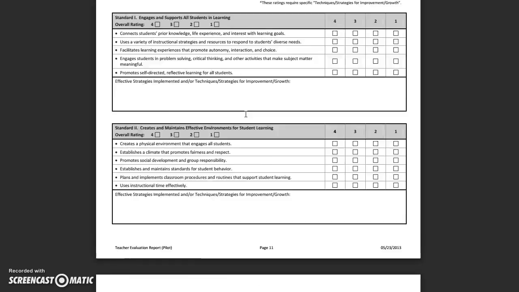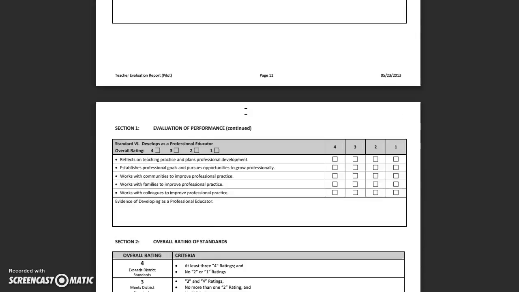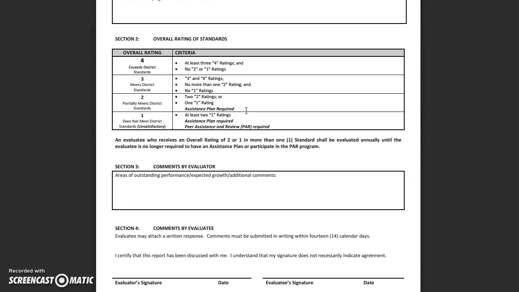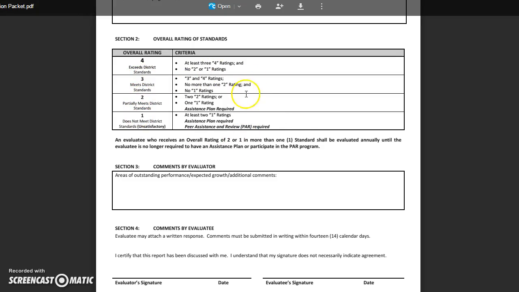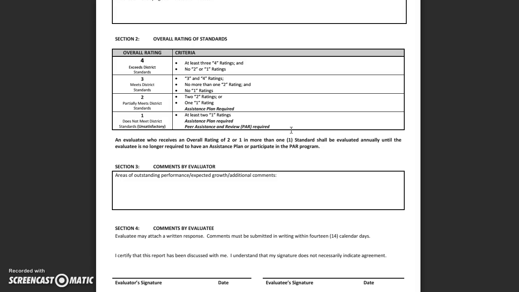They are given guidance as to how to achieve those overall ratings here. So here's the criteria that a teacher would have to meet in order to receive an overall rating of a 4, a 3, a 2, or a 1. And this is handed out to every teacher. So it's a very transparent process.